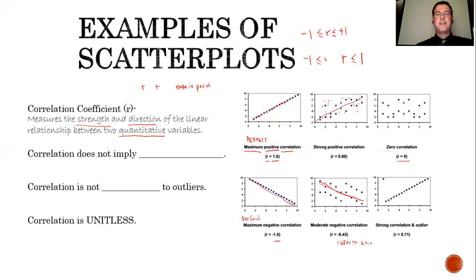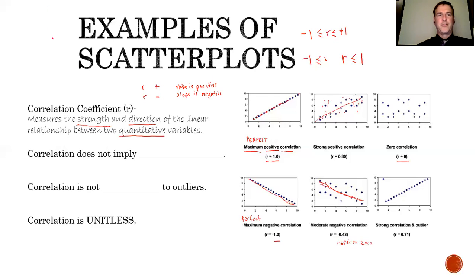Okay, it doesn't tell you what the slope is. It just says that it's going positive in some direction. And of course, if your r is negative, that means your slope is negative. I don't know how negative the slope is. I just know that in some way it's negative.